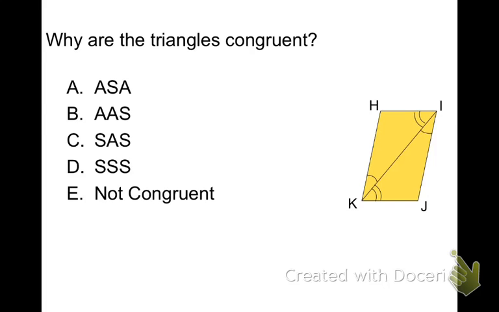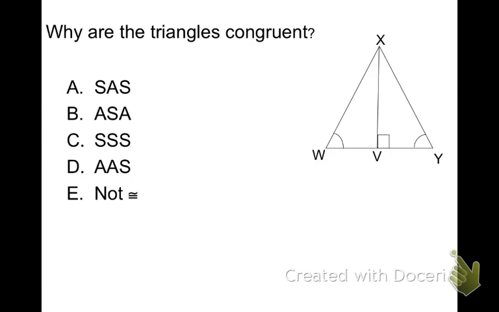Let's figure out why. Not only do we have notation showing two angle pairs congruent, but they share this side. So what's the order of the notation? We have an angle followed by a side followed by a second angle. So it looks like angle, side, angle. That's all we need. How about these two triangles? Why are these congruent?